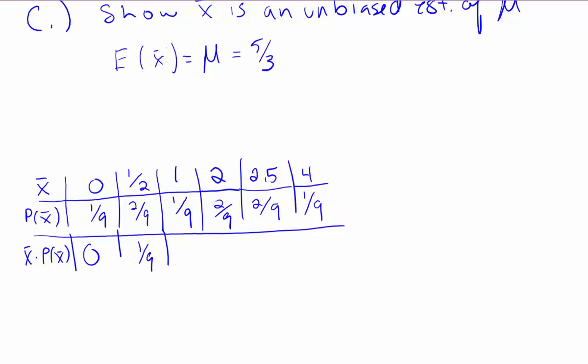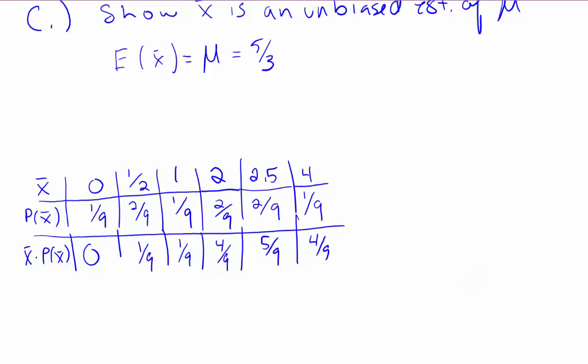And 1 times 1/9 is 1/9. And you'll have 2 times 2/9, that's 4/9. Then you'll have 2.5, or in other words, 5 halves, is another way to write 2.5, times 2/9 means you can cancel out the 2's. You'll end up with 5/9 there. And then lastly, you have 4 times 1/9, which is 4/9.